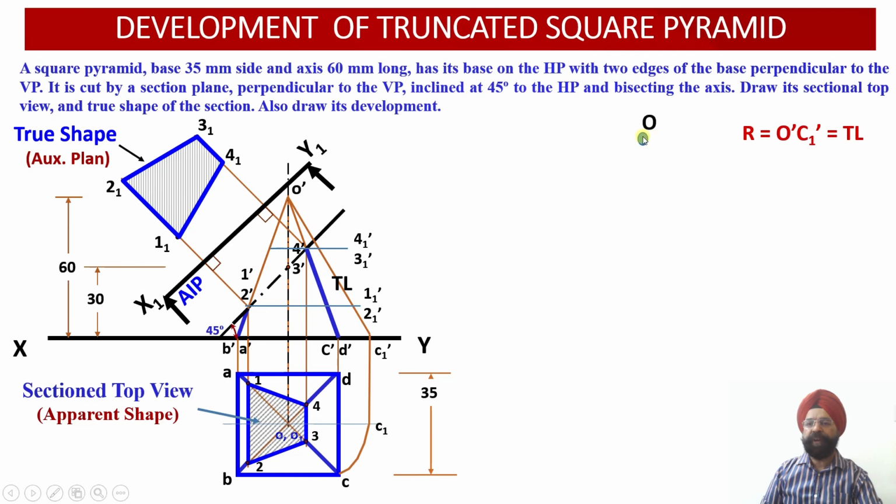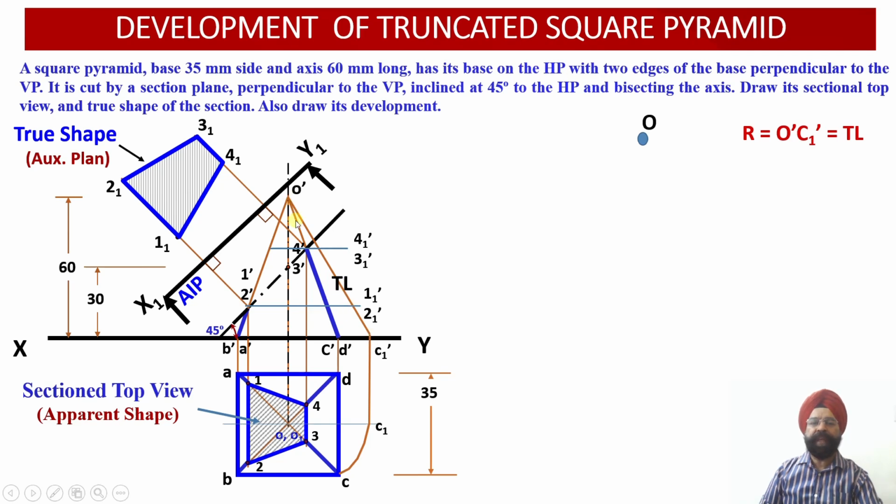Now let me draw first of all the projections of the uncut square pyramid. So here I have the apex point, that is point O. From here I need to use this radius. How much is this radius? Which is the true length corresponding to the slant generator or the slant H. This is equal to O dash C1 dash. And how much is that? You see, this is O dash C1 dash.